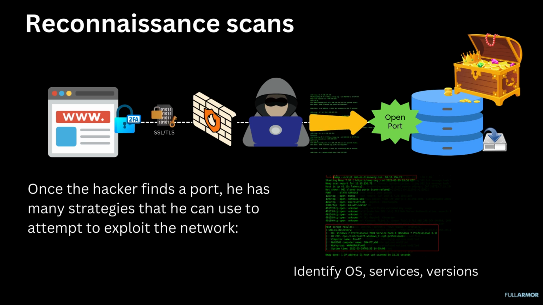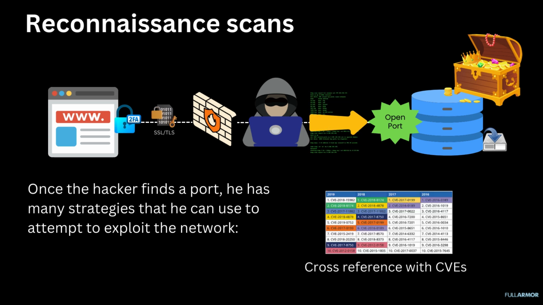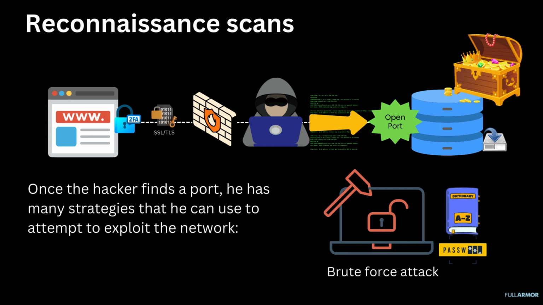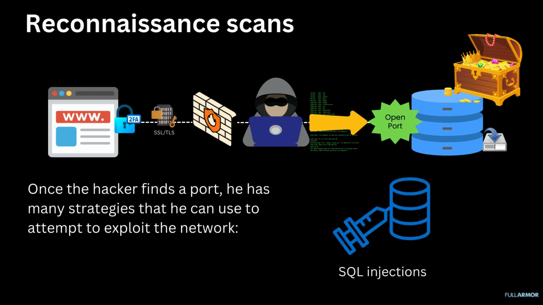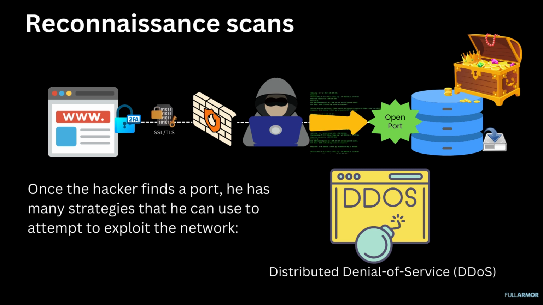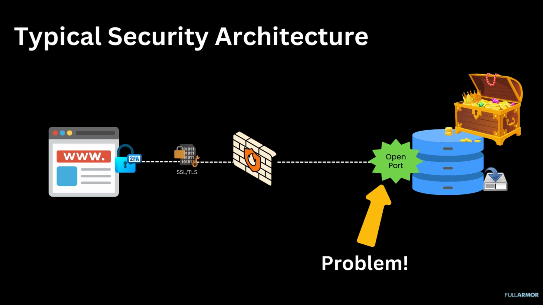Once the hacker finds the port, he has many strategies that he can use to attempt to exploit the network. First, he can do an Nmap scan to identify the operating system, the services that are running, and their version numbers. With this information, he can cross-reference it with CVEs to see if he can do an exploit. He could do a brute force dictionary attack or credential stuffing. He can do SQL injections to try to execute queries, corrupt the database, or extract data from it. He can try to do distributed denial of service attacks to make it unavailable. So the problem is this open port.